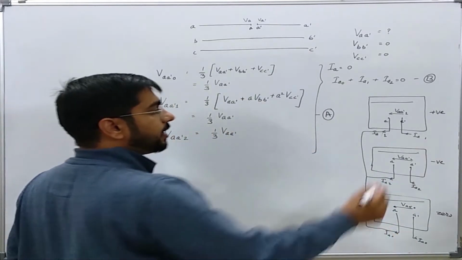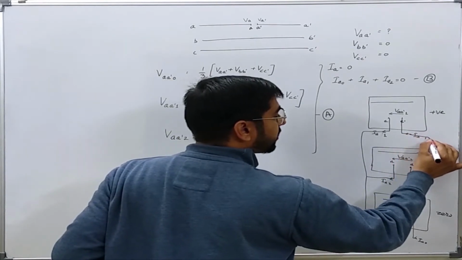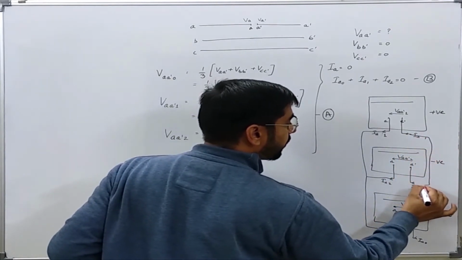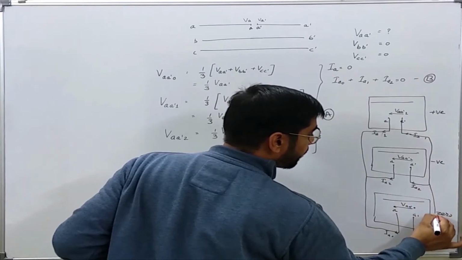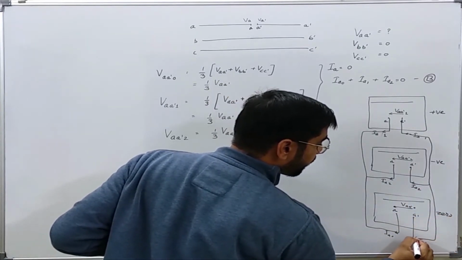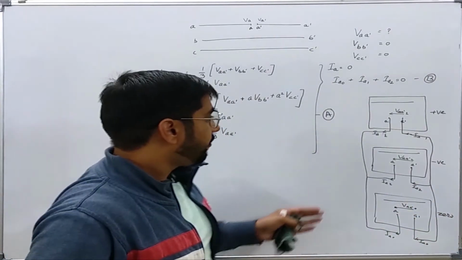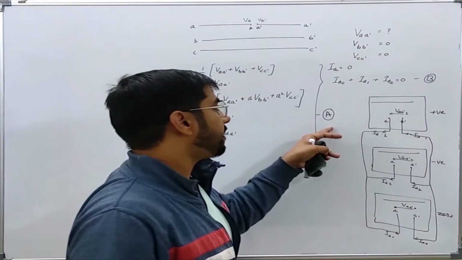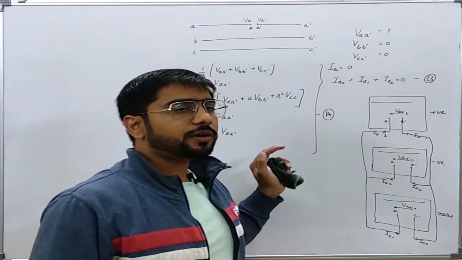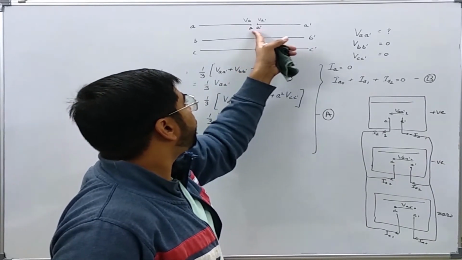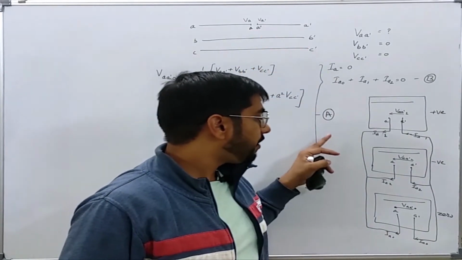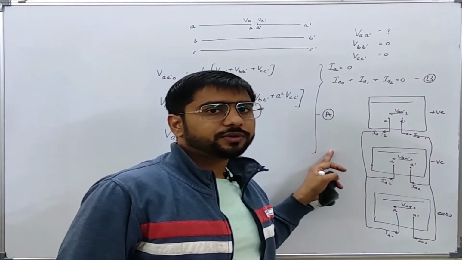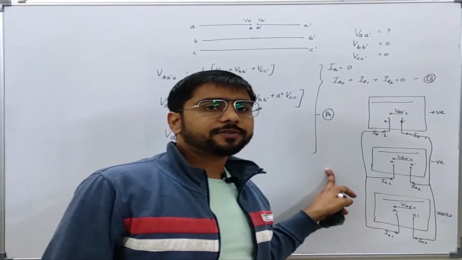that if we connect the sequence networks like this, then we can easily see that this network is satisfying equation A and B also. So for single conductor open fault, we will have this kind of interconnection of various sequence network.